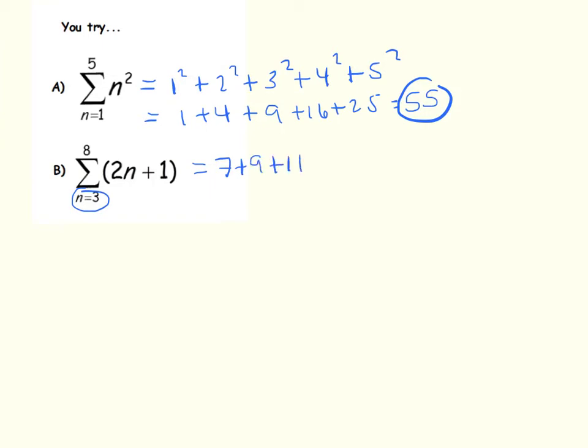9 plus 11 plus 13 plus 15 plus 17. So again, this was plugging in 3, 4, 5, 6, 7, and 8. And so I stop here and I add them up. And I get my answer of 72. Alright, so there's sigma notation. So just get familiar with it and don't let it scare you.